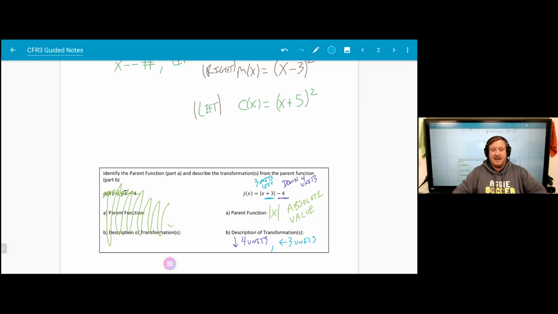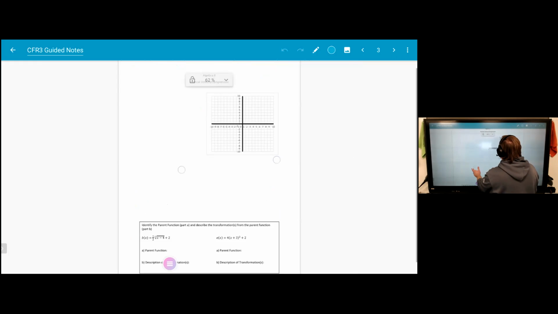Now we need to take care of stretches and compressions. In other words, how do we make it not the same shape? Because none of the stuff we've done so far has changed the shape. It's just moved it around, up, down, left, and right. Now we need to make it skinnier or wider or taller or shorter. We've got to see how that works. So let's go ahead and take a look at that. Next page. Vertical stretch or compression.